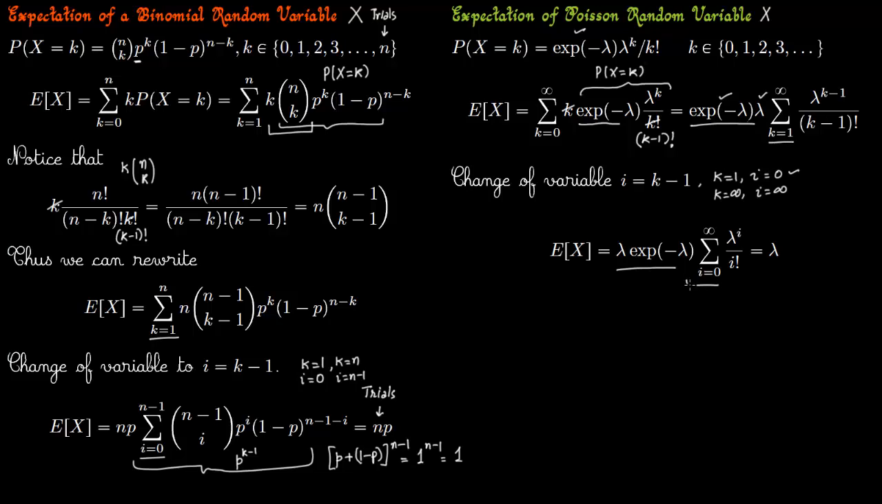And this is nothing but exponential of lambda. So exponential of lambda times exponential of minus lambda will give you 1, and therefore this will be equal to lambda. Notice that exponential of minus lambda times exponential of lambda is equal to exponential of minus lambda plus lambda. This is exponential of 0, which will be 1.